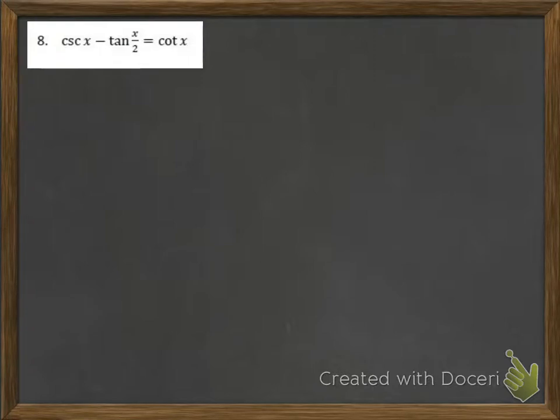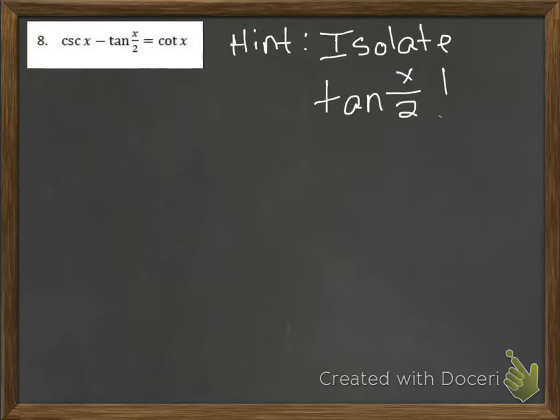In problem 8, I wanted to introduce a strategy that we may not have gotten a chance to talk about yet, and that's the fact that embedded within this identity is the tangent of x over 2. That's a double angle situation, and those things have their own formulas, so it might actually be beneficial to start this by isolating the term tangent of x over 2. If we do that, then we can just manipulate the right-hand side and hope that it turns into the half-angle formula for tangent.